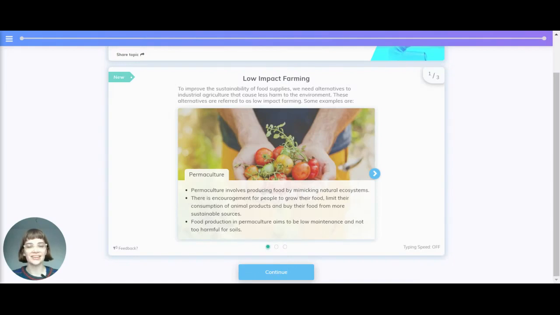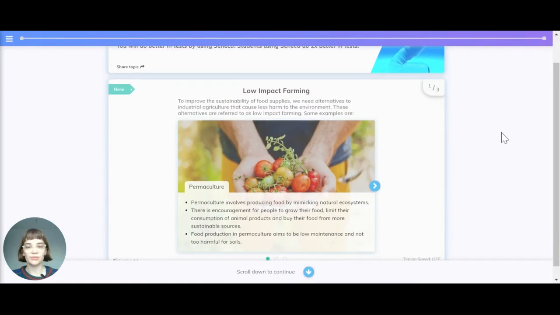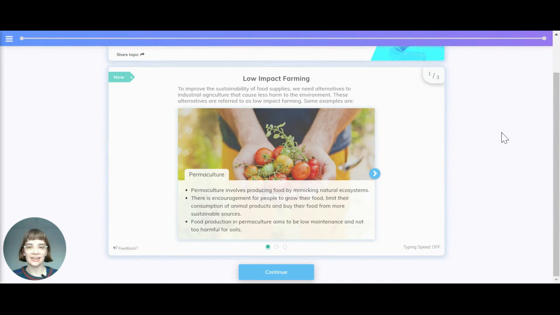Hey there. Let's take a look at the sustainable food supply. Firstly, looking at low-impact farming. To improve the sustainability of food supplies, we need alternatives to the industrial agriculture that causes less harm to the environment. These alternatives are referred to as low-impact farming.